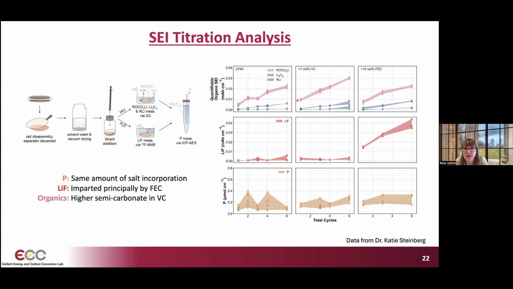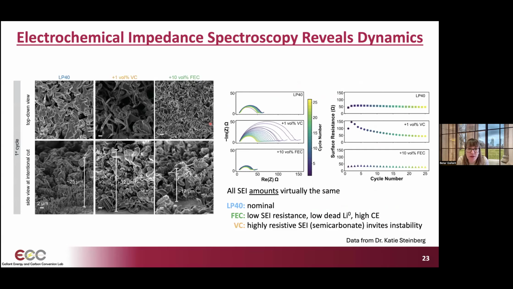Another difference is if we look at the organic phases. We see roughly comparable amounts of alkyl lithium phases and carbide across the three systems. The one area where we see a notable difference is in the VC additive. Although this may not look overwhelmingly different at first glance, this is about a 50% higher semicarbonate SEI composition compared to the other two cases, just after 6 cycles or so. And so we believe that the semicarbonates and their known instability are an underlying cause as to why the VC electrolyte cycles less stably than the others.